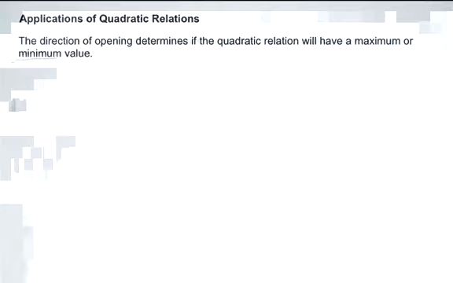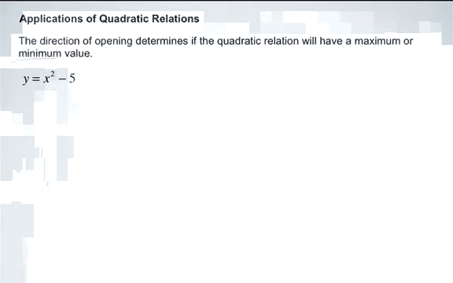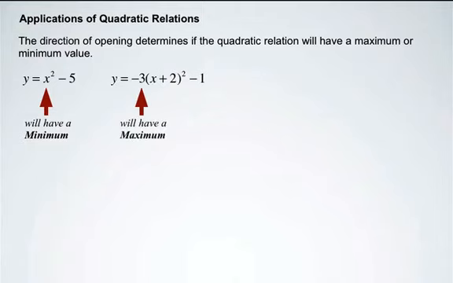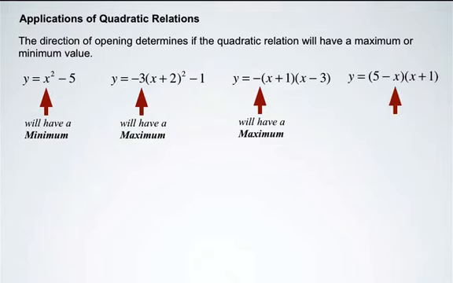The direction of opening determines if the quadratic relation will have a maximum or minimum value. This example, y equals x squared minus 5, will have a minimum value because it's open upwards. This one, with a negative sign, is opening downwards, so it would have a maximum. This one is also opening downwards, so it too will have a maximum. This one, which is a bit tricky, is also opening downwards and will have a maximum.